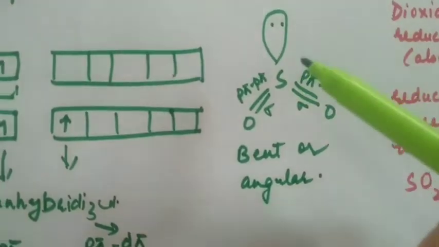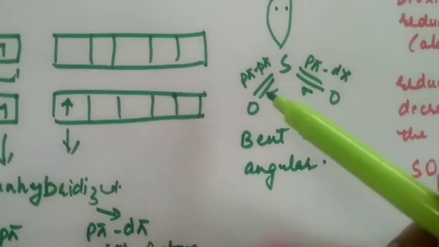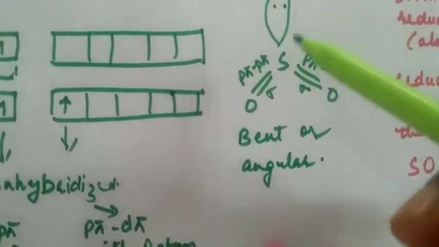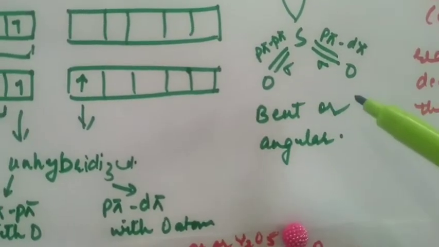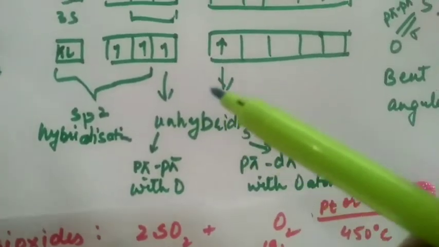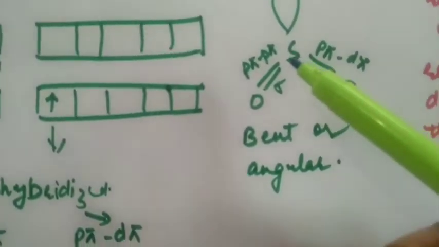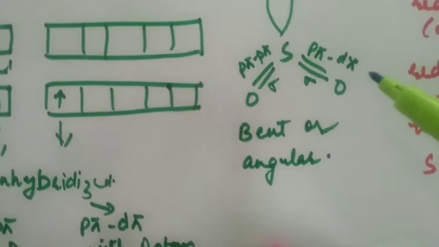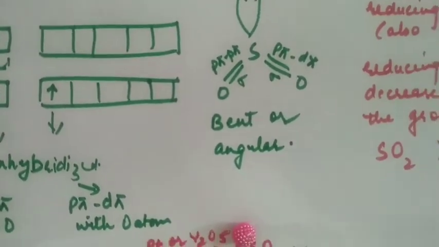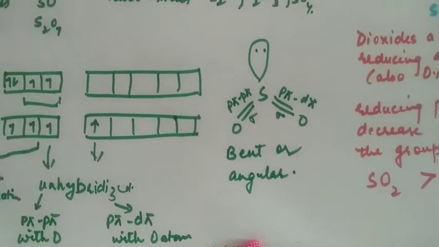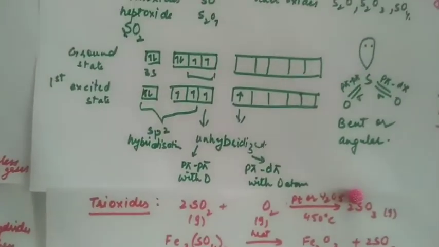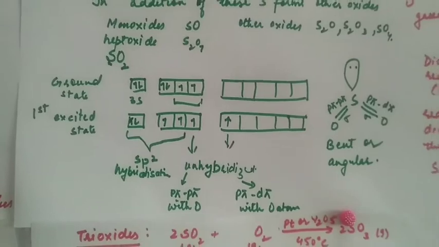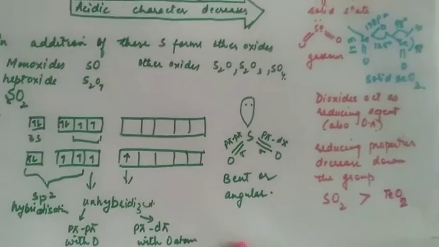So of the three sp2 hybrid orbitals, one is occupied by a lone pair of electrons and two are engaged in sigma bonds with oxygen atoms, and this unhybridized p and d are forming p-pi and d-pi, p-pi-d-pi bonds respectively. So the structure of sulfur dioxide is bent or angular. This is for sulfur dioxide, which is a gas.